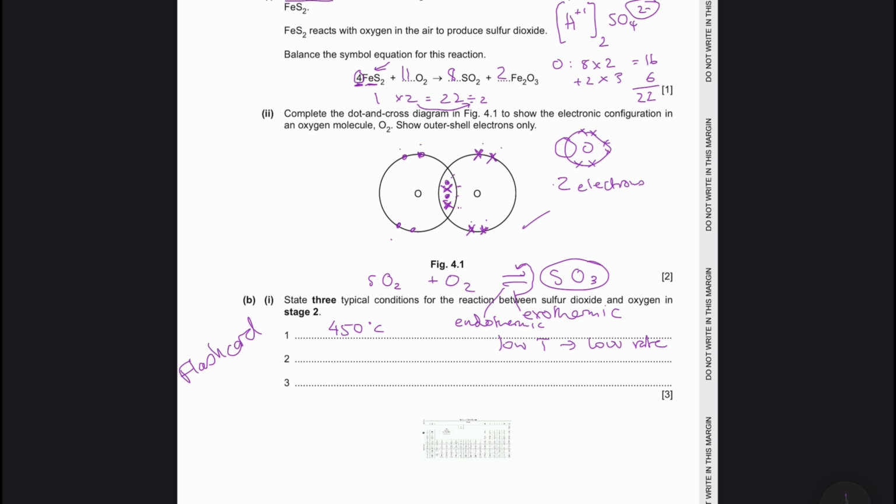So this is a compromise, and that's something that they like to ask questions about as well. Not as often as the conditions, but they do like to ask about it and relate it to other topics, not just the contact process. 450 degrees C. The next one is 2 atmospheres, and the third one is vanadium(V) oxide. And we have to write catalyst, because we're not just writing what it is, but what is it for? Be specific. Otherwise you don't get the 3rd mark.